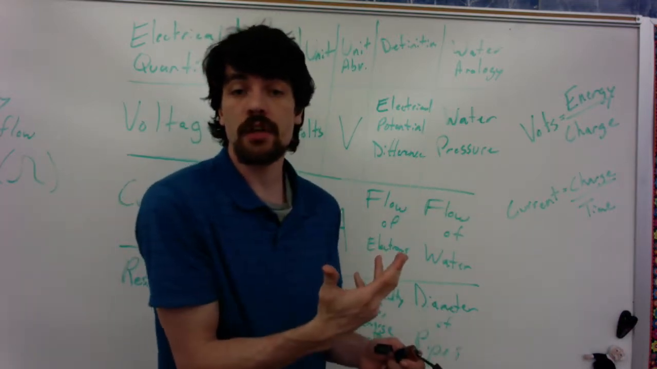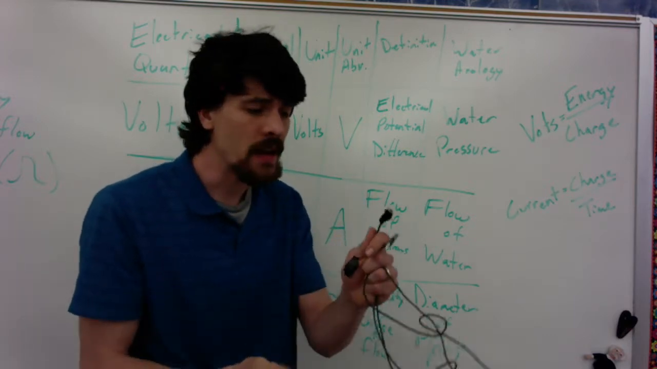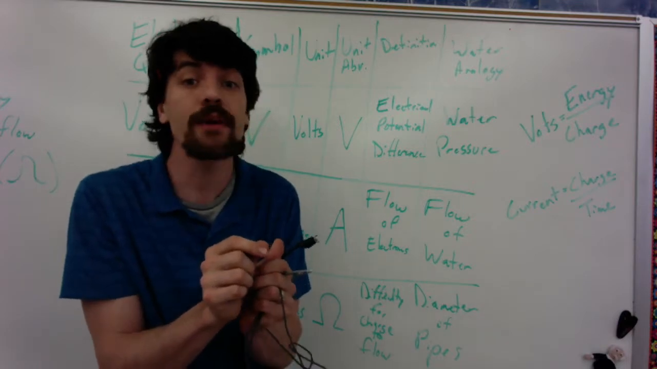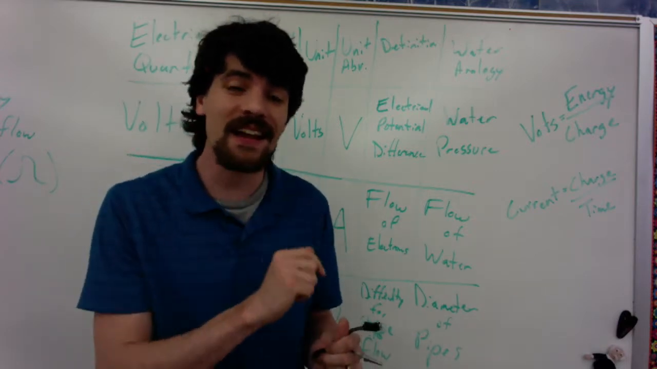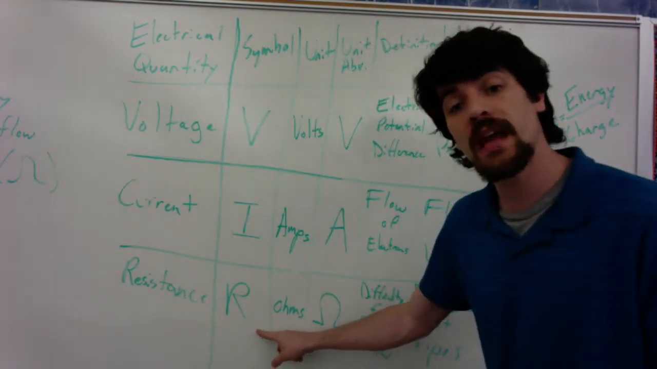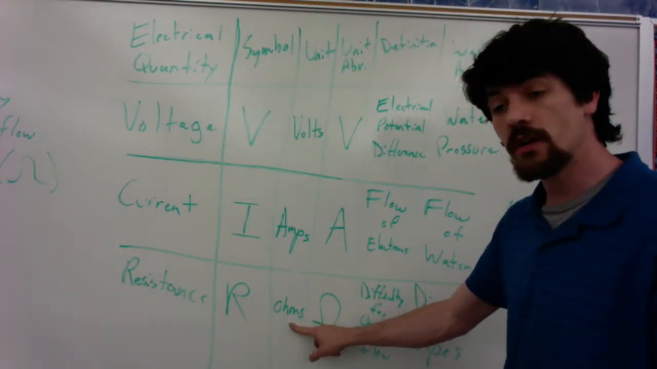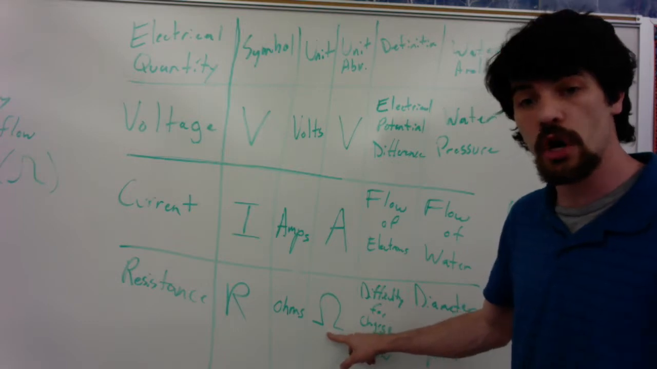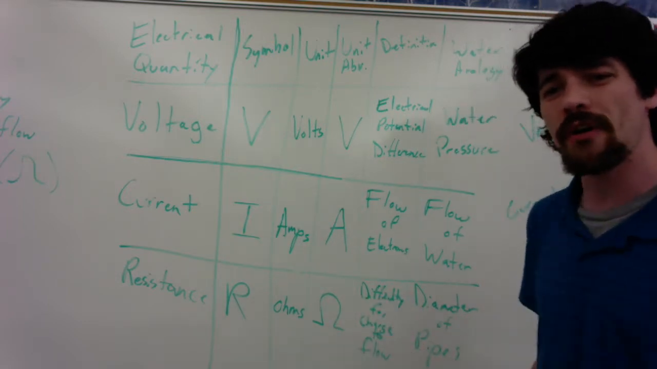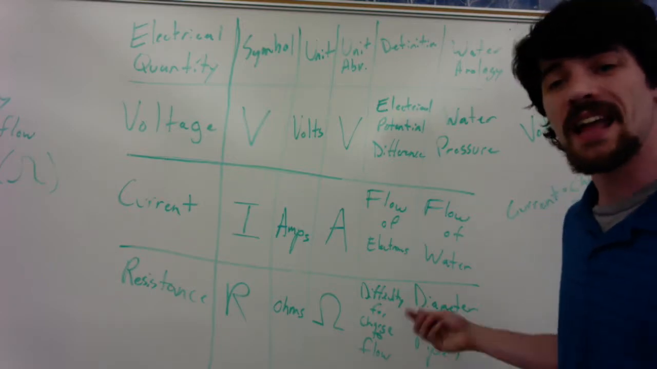Now, all that stuff can change when we have different things set up. I have a very specific light bulb here, but if I was to make it a different light bulb, I'd be changing the parameters of the circuit. In that case, I'd be changing what's known as resistance. Resistance, which we use a capital R to show, we measure in ohms, and we use the symbol omega to show it. It's the difficulty for charge to flow through something. In terms of the water analogy, it's the diameter of the pipes.